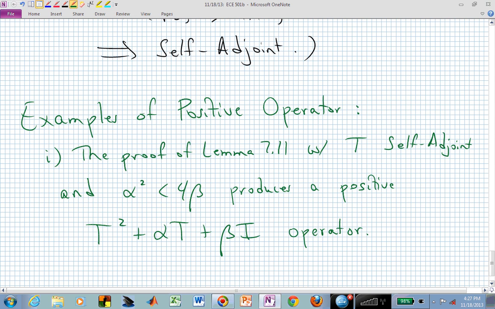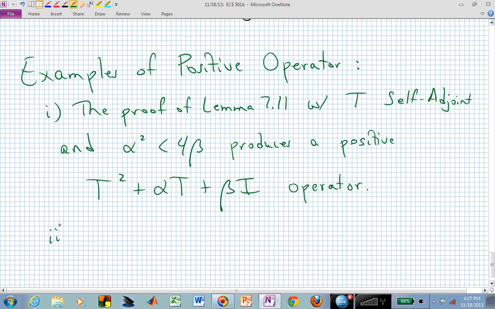We have one example. Another example of a positive operator is that every orthogonal projection is positive. So now all of these orthogonal projections, which we may want to do or have done, every orthogonal projection is positive.